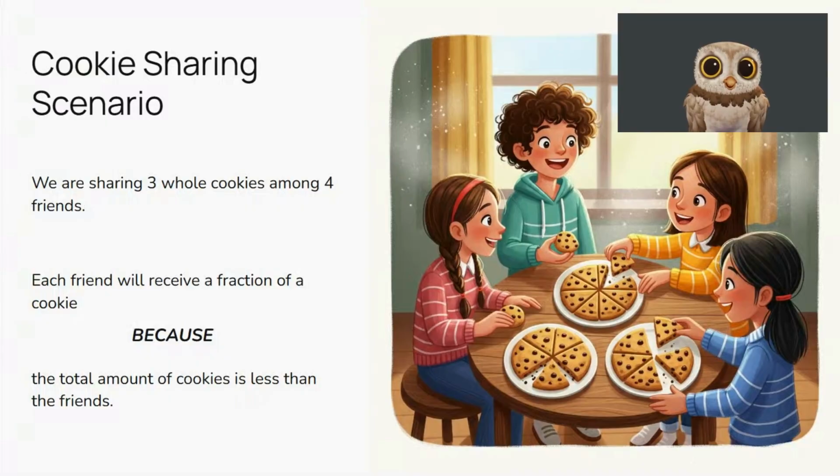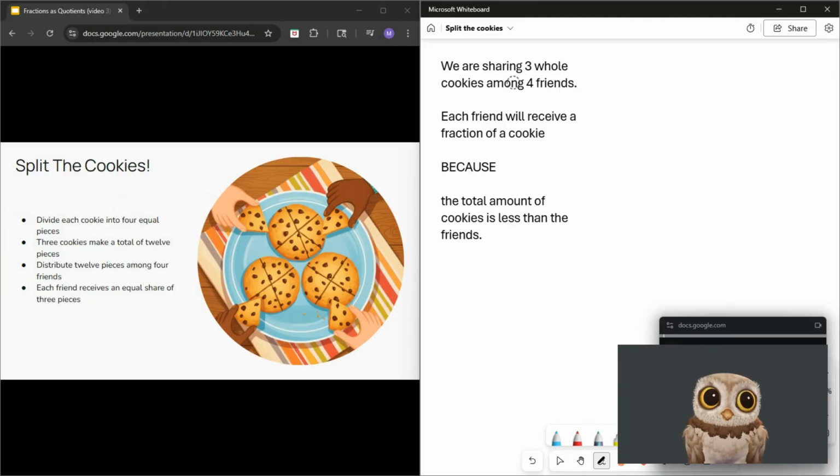Let's look at a cookie sharing scenario. Imagine we are sharing three whole cookies among four friends. Because the total amount of cookies is less than the number of friends, each friend will receive a fraction of a cookie. So how do we solve the problem?